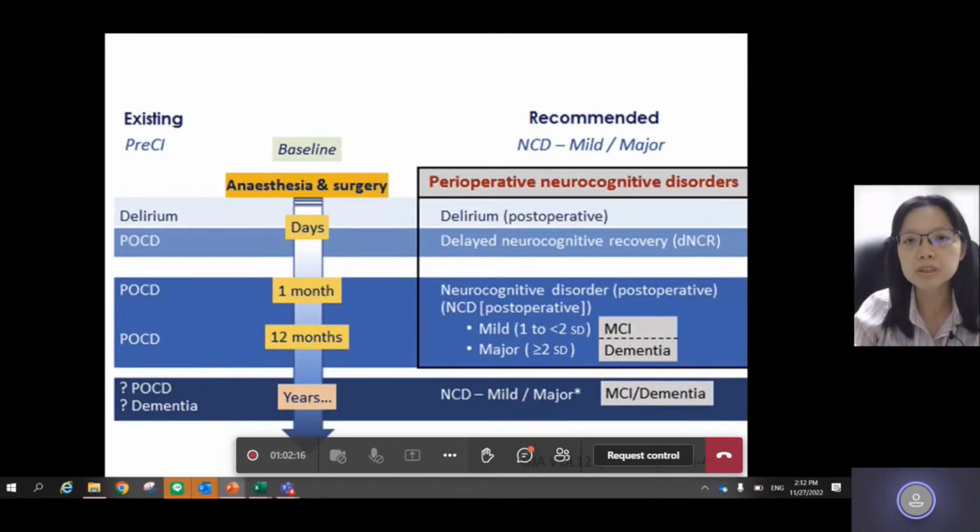Here is a summary of the neurocognitive disorders that we just mentioned. Acutely after the surgery, it is called delirium. If the neurocognitive dysfunction lasts days to months, it's called delayed neurocognitive recovery. And if the neurocognitive disorder persists after 1 month to years, it's called POCD.